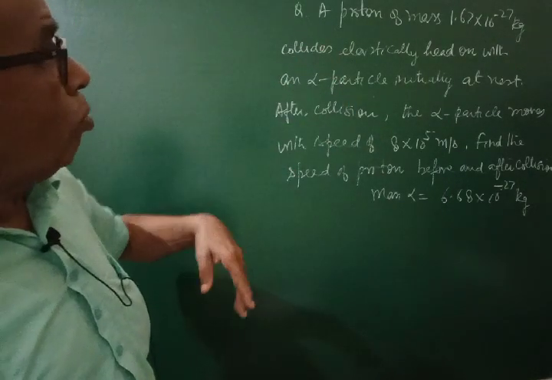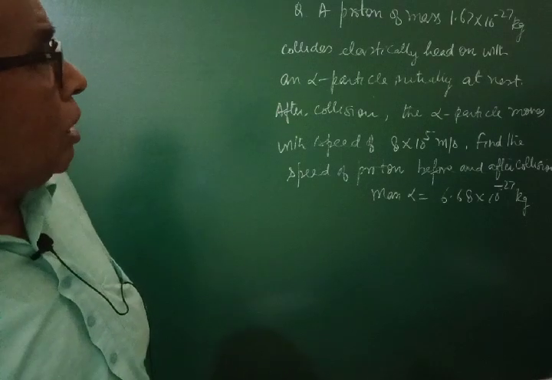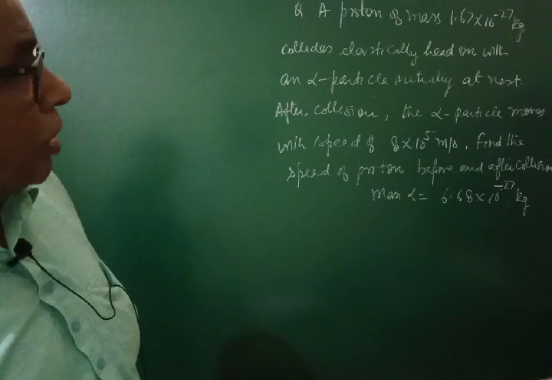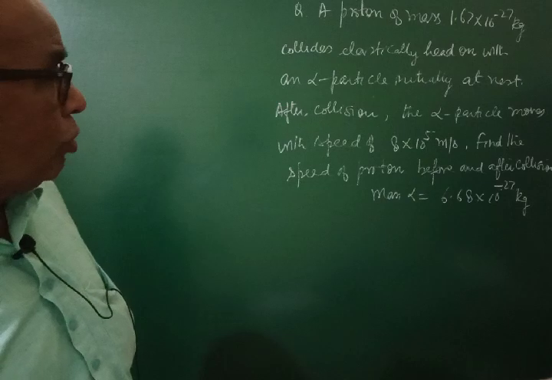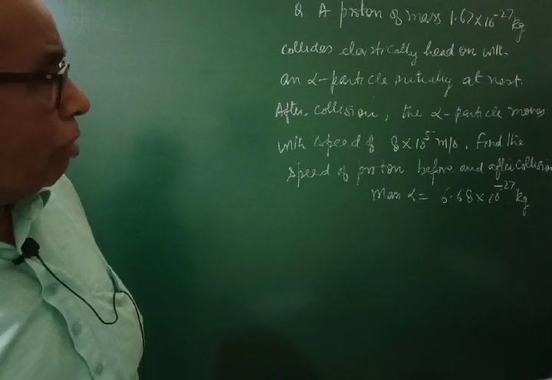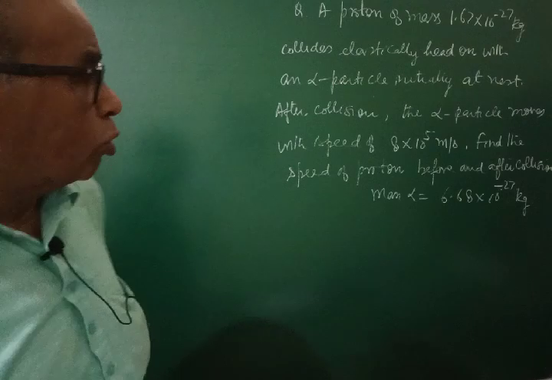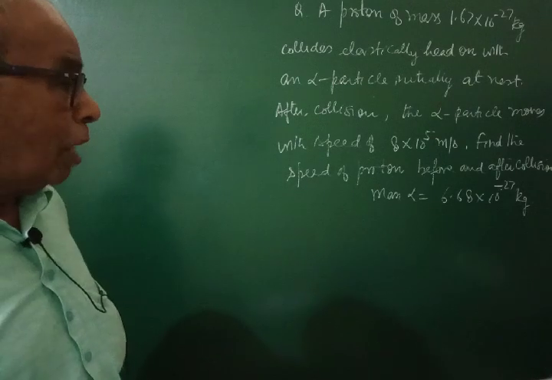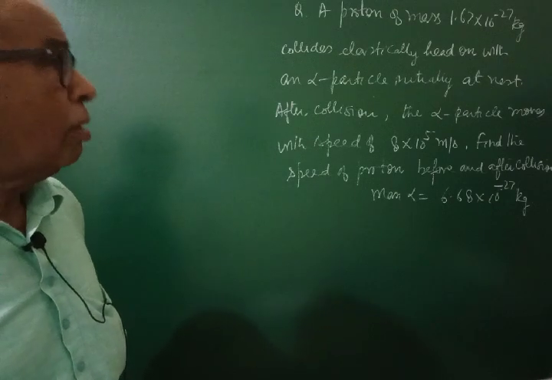A proton of mass 1.67 × 10^-27 kg collides elastically head-on with an alpha particle initially at rest. After the collision, the alpha particle moves with a speed of 8 × 10^5 meters per second. Find the speed of the proton before and after the collision. Mass of the alpha particle is 6.68 × 10^-27 kg.